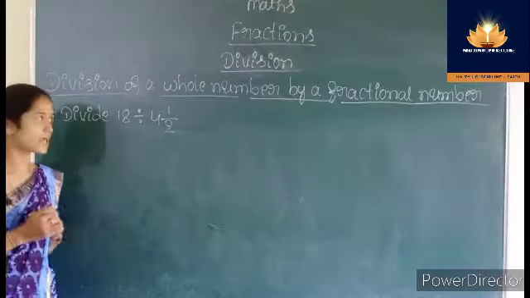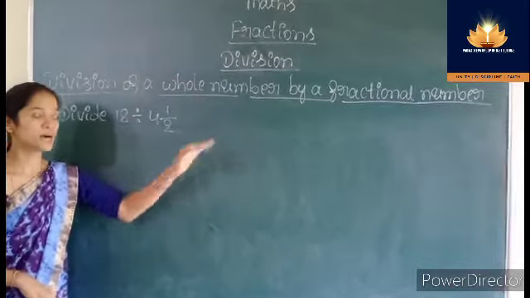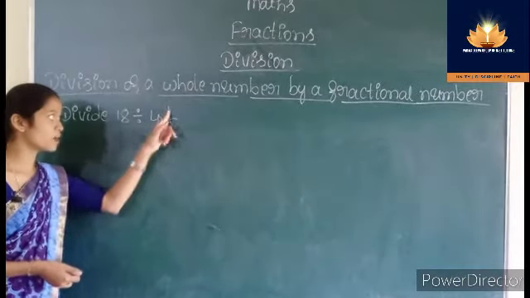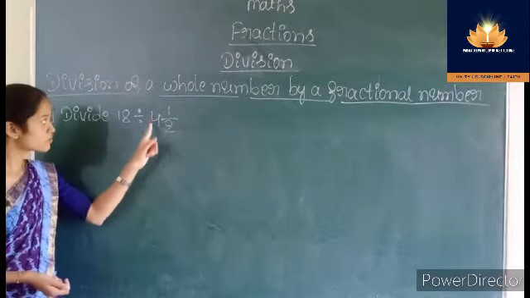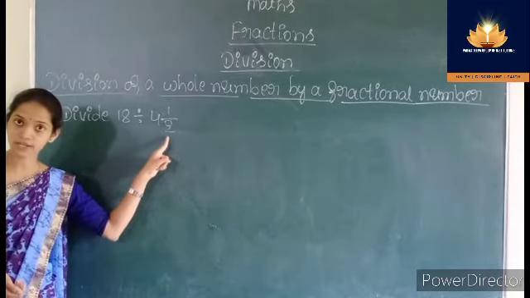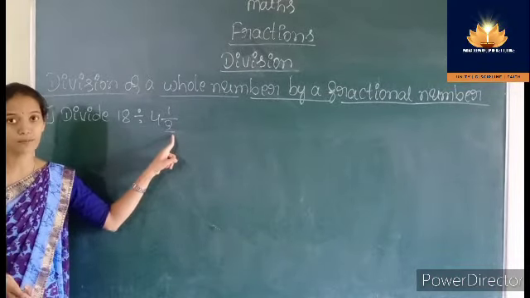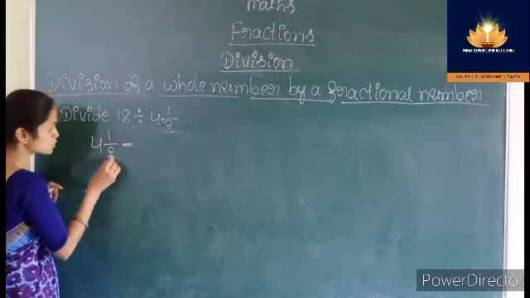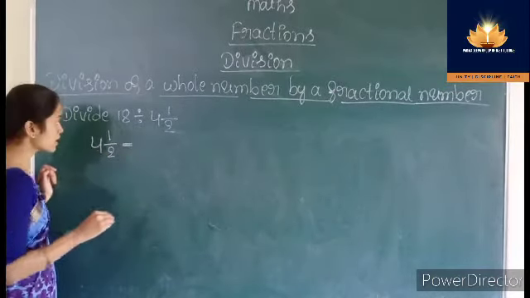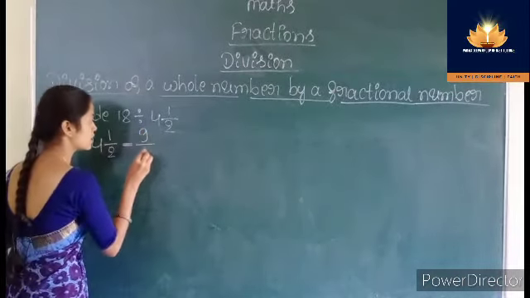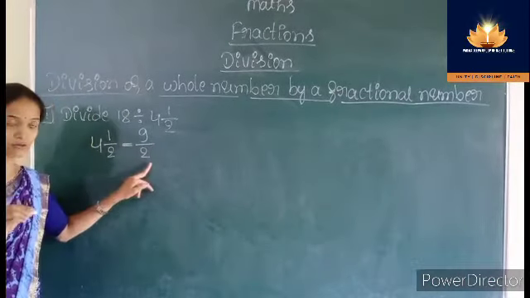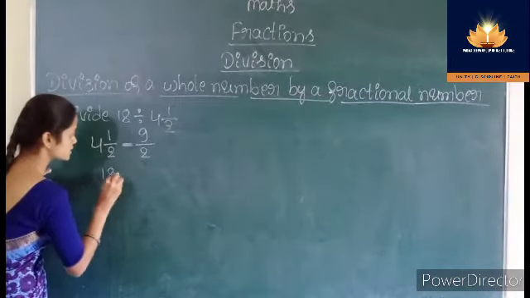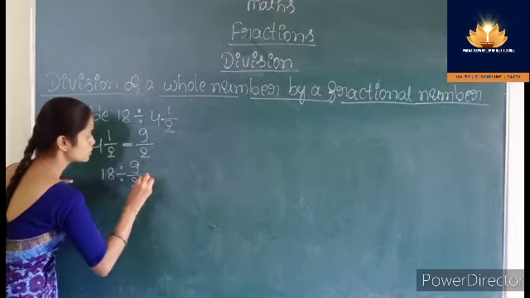Then let us learn division of a whole number by a fractional number. Divide 18 by 4 1 upon 2. Here 4 1 upon 2 is a mixed fraction. We have to convert it into an improper fraction. That is 4 1 upon 2, 2 fours are 8, 8 plus 1 is 9, so 9 upon 2. Now we have to divide 18 by this 9 upon 2, that is 18 divided by 9 upon 2.